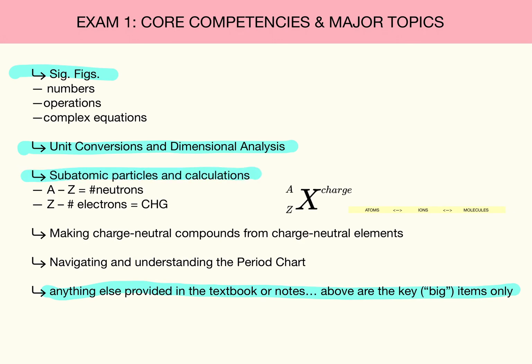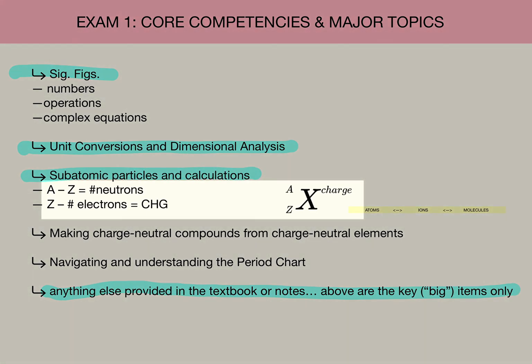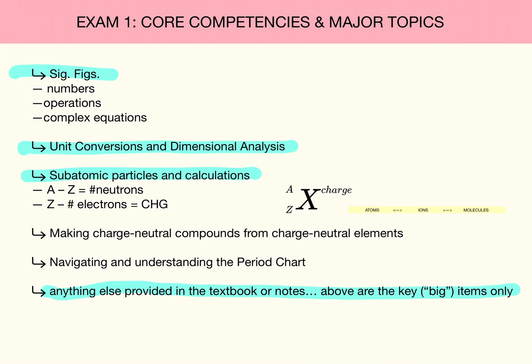Subatomic particles and calculations. Know those relationships between atomic number, atomic mass, and the number of electrons. Know how to make charge-neutral compounds from charge-neutral elements. That is to say, keep in mind the atoms to ions and ions to molecules pathway. And finally, you want to understand the different sections of the periodic chart.